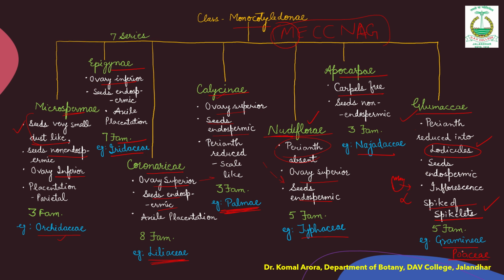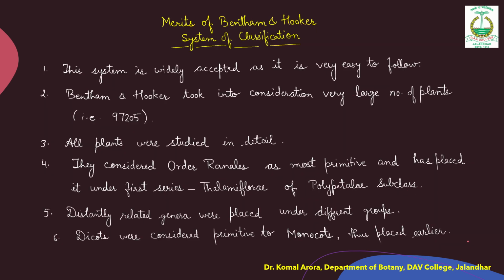As per the rule of nomenclature, the name of a family should end with -aceae. So for all those families where the rule was not being followed, a new name has been assigned, but that doesn't mean that the old name is invalid. Both these names are valid. Both are considered correct. So that was all about the basic outline of the Bentham and Hooker system of classification. In the end, you will mention its merits and demerits.